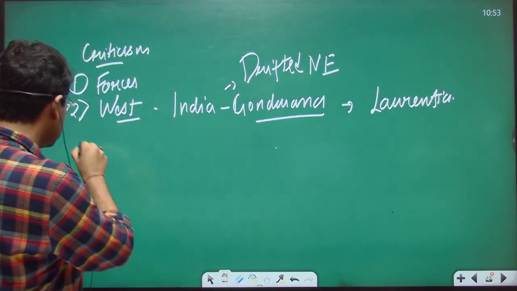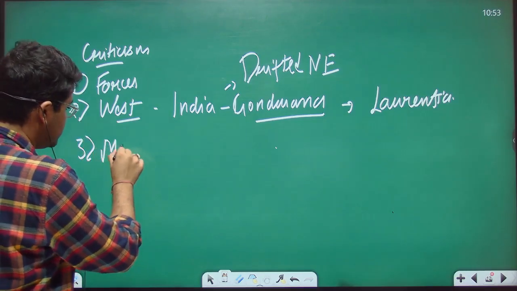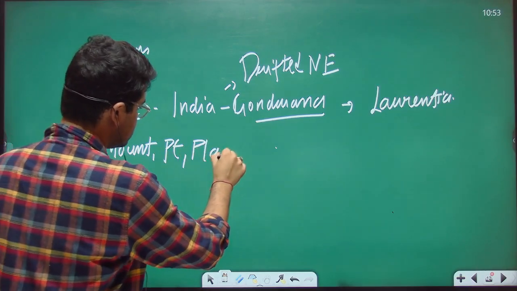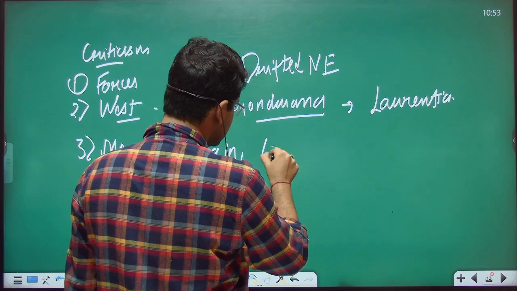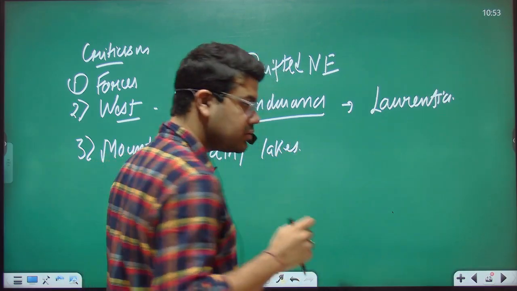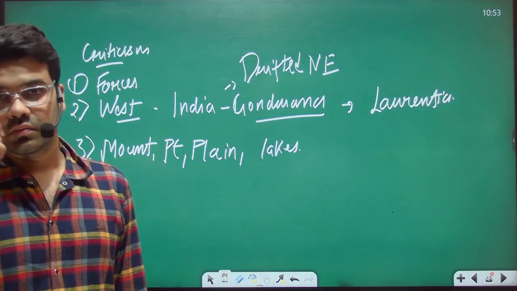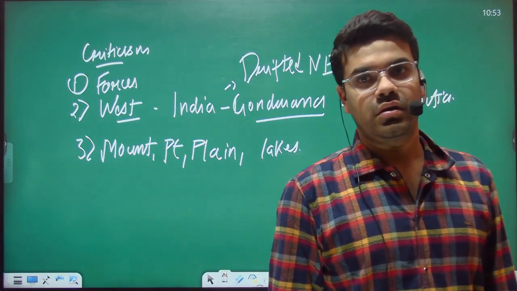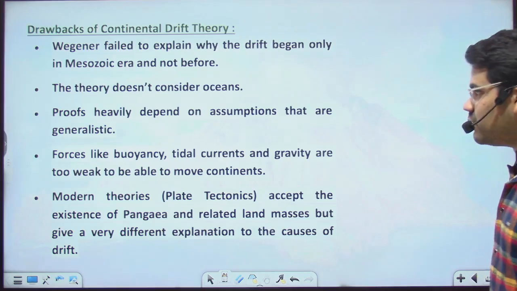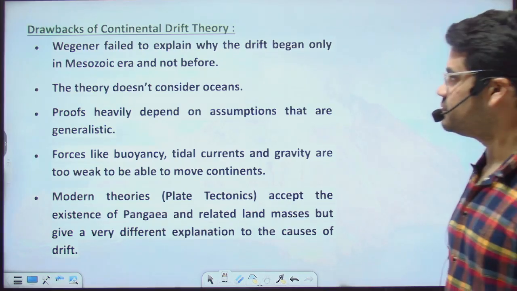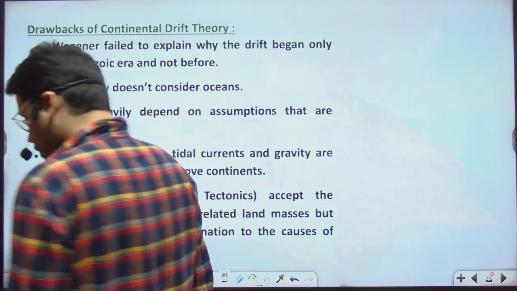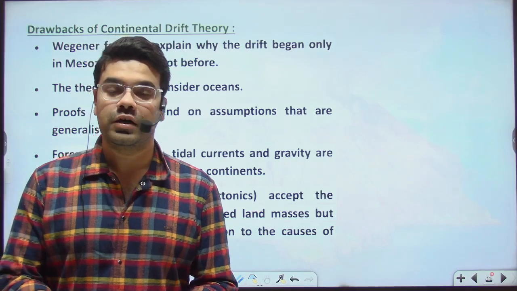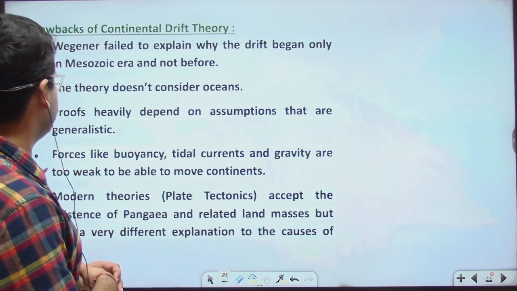Now, next thing: how the mountains, plateaus, plains, and intercontinental lakes were formed. Wegener did not have any answer to such questions. Okay, let's see some more criticisms. What about the Tethys Sea, where is it now? It was not explained by Alfred Wegener.